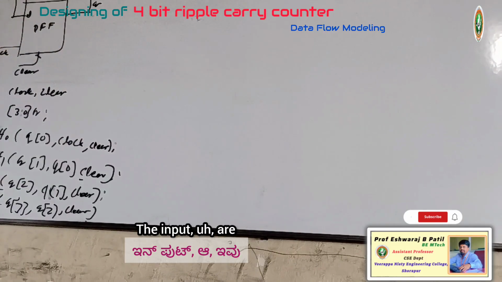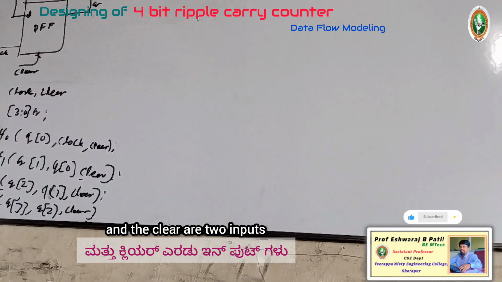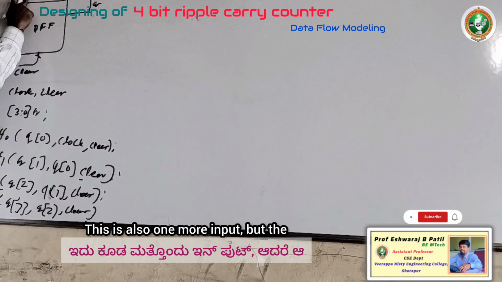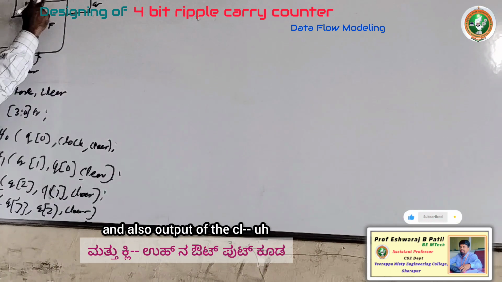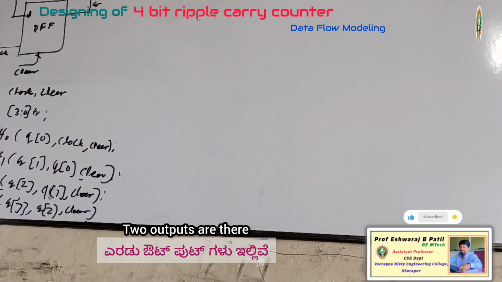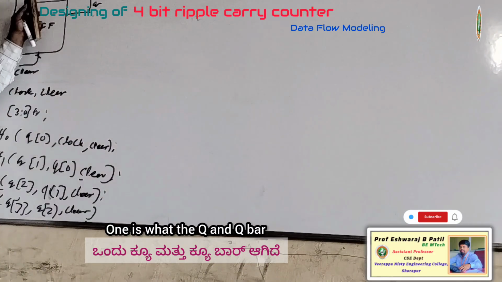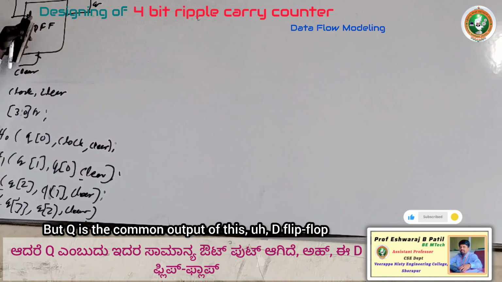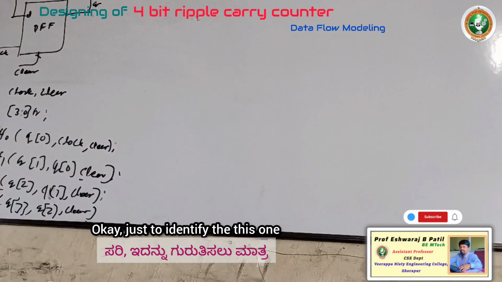The inputs are clock and clear, the two inputs. D is also one more input, but it is feedback, and the output of the inverter is the Q bar here. Two outputs are there, Q and Q bar. But Q is the common output of this D flip flop.